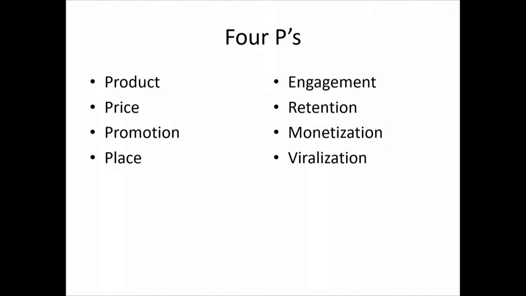So the four P's are product, promotion, price, and place. And because of technology, these have kind of morphed into what we call engagement, retention, monetization, and viralization. And we're going to talk about each one of these. Engagement is the idea that instead of just offering something for sale on a random basis that hopes somebody picks it out, your engagement is similar to an engagement.